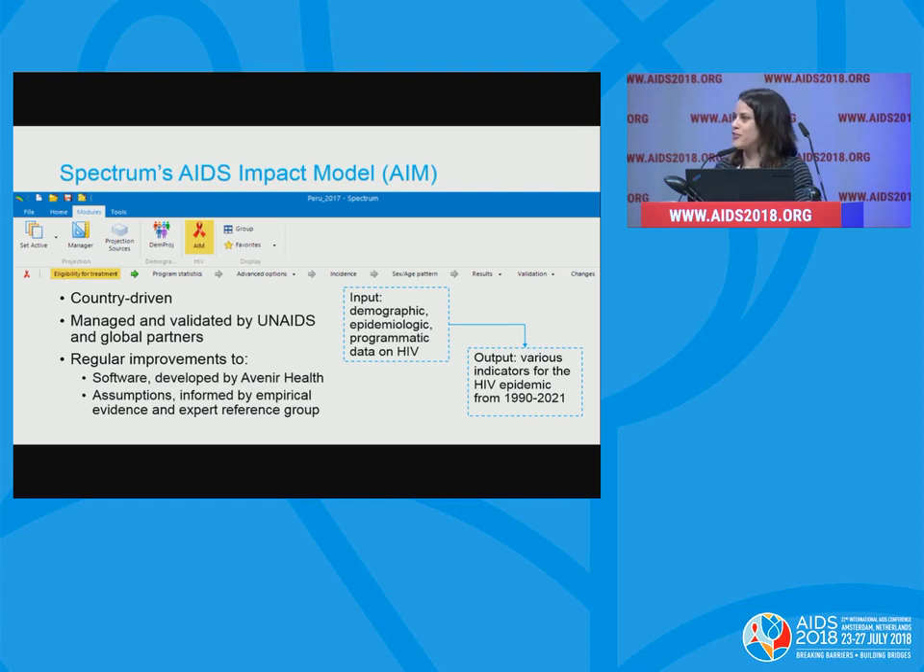At its most basic form, it uses demographic, epidemiologic and programmatic data on HIV, and outputs include various indicators of the HIV epidemic used to monitor the response up until 5 years into the future. In this modeling, we used the Spectrum 2017 file, so it projects until 2021. However, since we wanted to project forward, we reprogrammed the model to project forward to 2050.